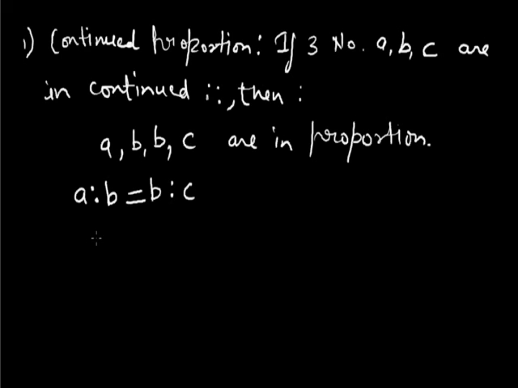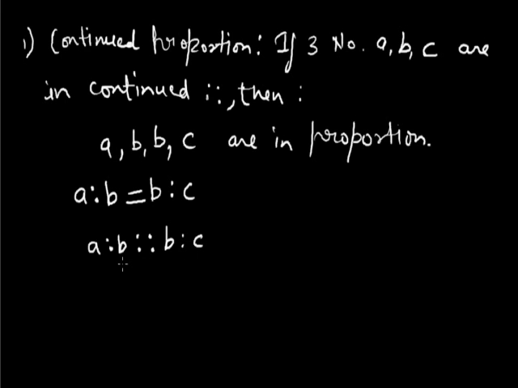because the statement of continued proportion states that if three numbers a, b, c are in continued proportion, then a, b, and c are in proportion. That means the ratio of the first two terms is equal to the ratio of the last two terms. So the ratio of the first two terms, a ratio b, is equal to the ratio of the last two terms, which is b ratio c. That's why a ratio b is proportional to b ratio c. This is the meaning of the concept of continued proportion.